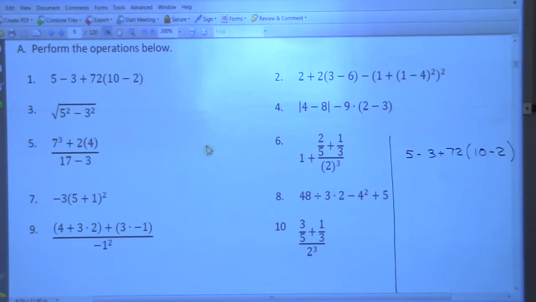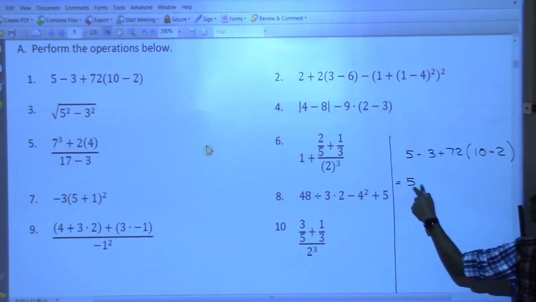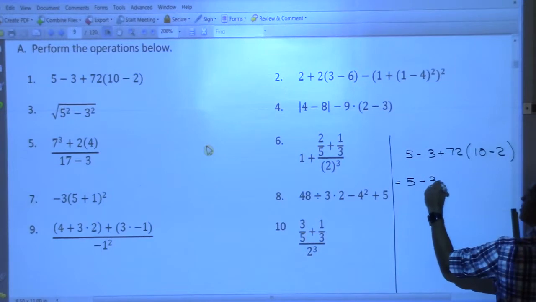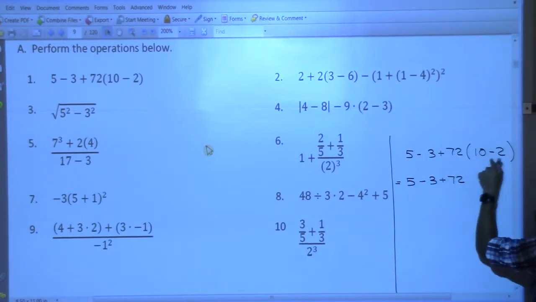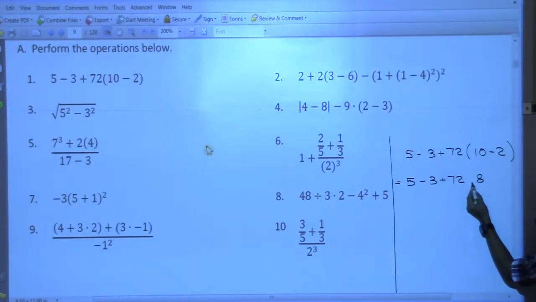So what am I supposed to do first? 10 minus 2. And 10 minus 2 is going to give me 8, right? And if I have an 8 sitting inside of a parentheses, I don't necessarily need the parentheses anymore because it's just one term. So I rewrite this as 5, and notice I'm going to put equals. And I'm going to rewrite the whole line. 5 minus 3 plus 72. And this turned into an 8. So if I put 8 here, what is the operation in between these now? It's implied multiplication. So there's not a dot written, but it is implied. It's understood that that is multiplication between these two numbers.